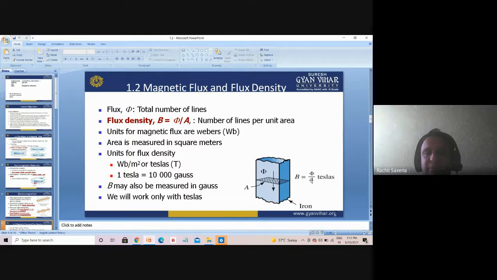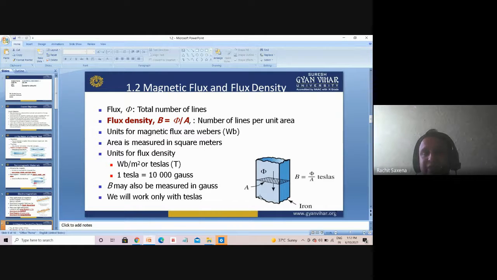Okay, so here B is equal to phi upon A Teslas. B can also be measured in Gauss. As I told you in the previous lecture, 1 Tesla is equal to 10,000 Gauss. If someone tells you the flux density is 5 Tesla, convert it into Gauss: 5 into 10,000, so 50,000 Gauss. But we always work in Teslas.